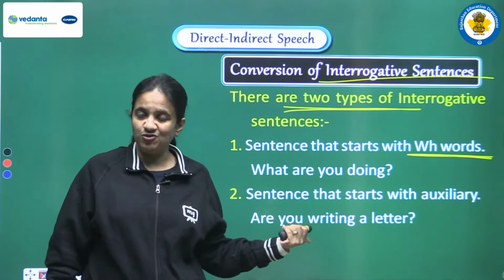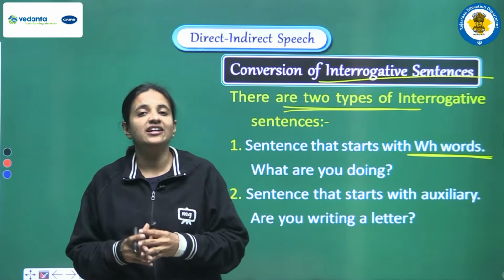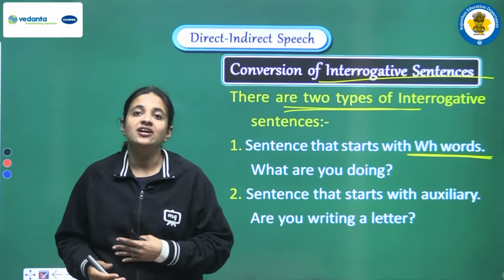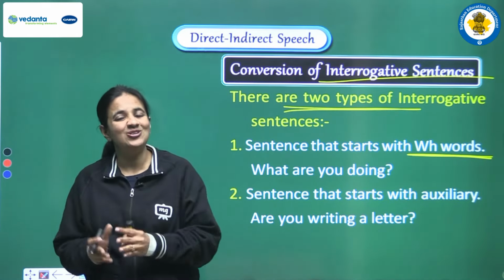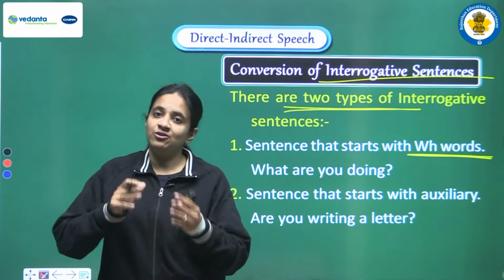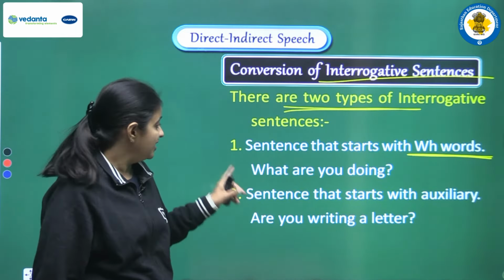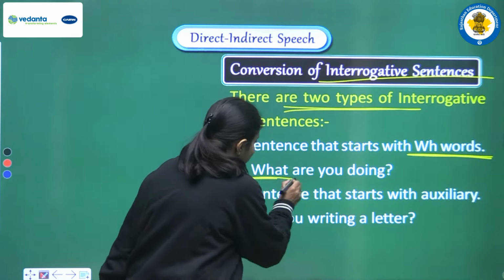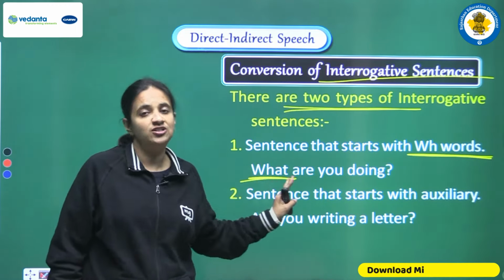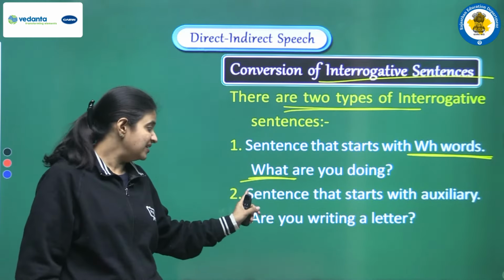Now what does this WH word mean? WH word means any word that has WH and that can ask any type of question, like what, where, when, and also how many, how much. These words are also included in the category of WH word. So the first category of interrogative sentence is the one in which we have any one WH word, and the example here is, what are you doing? In this sentence we have "what" at the beginning, and "what" is one of the WH words. So this is the first category. Clear?